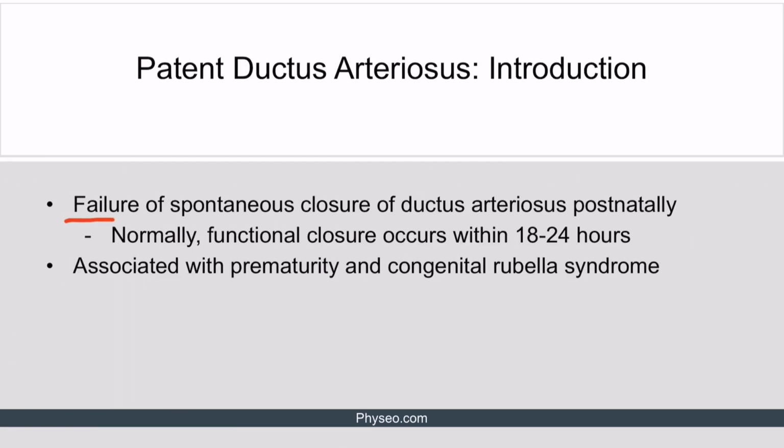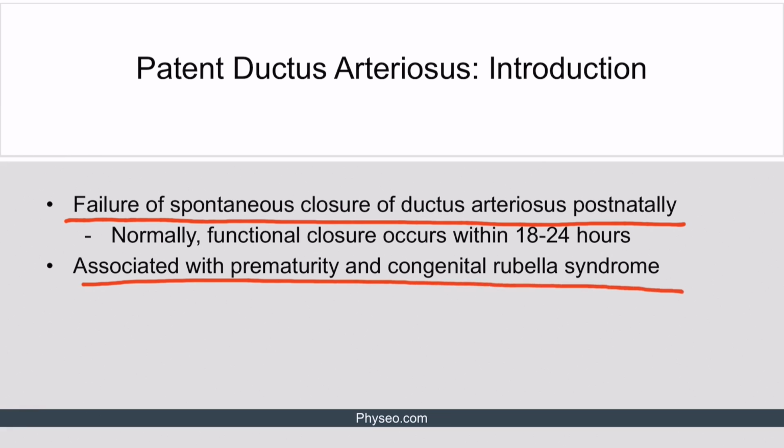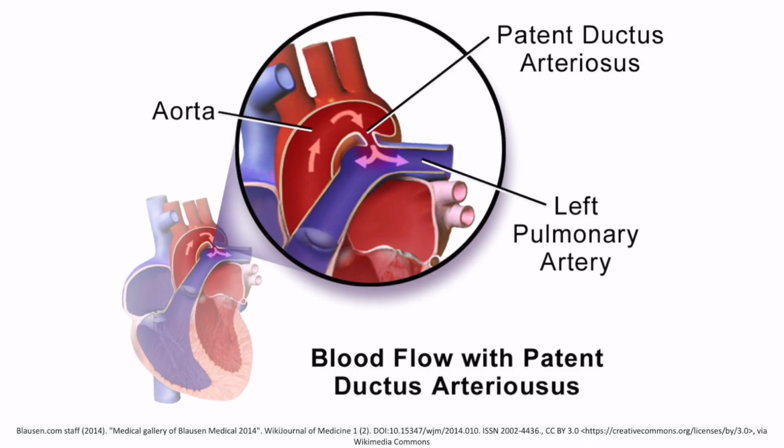It occurs due to the failure of spontaneous closure of ductus arteriosus postnatally. In normal infants, functional closure occurs within 18 to 24 hours. It is mostly associated with prematurity and congenital rubella syndrome. Here is an illustration showing patent ductus arteriosus, which connects the aorta with the left pulmonary artery. This leads to left-to-right shunt.